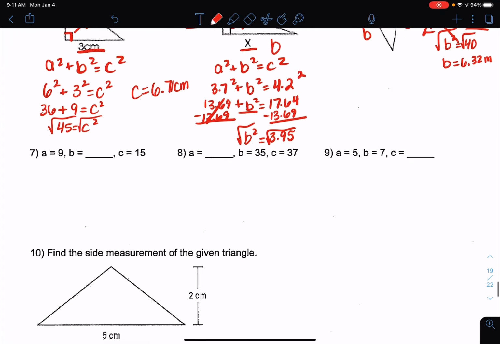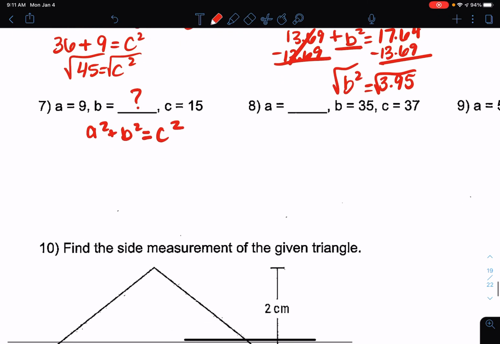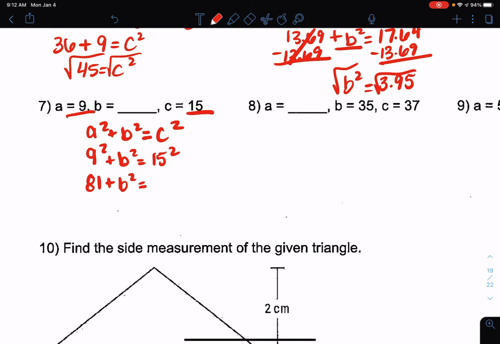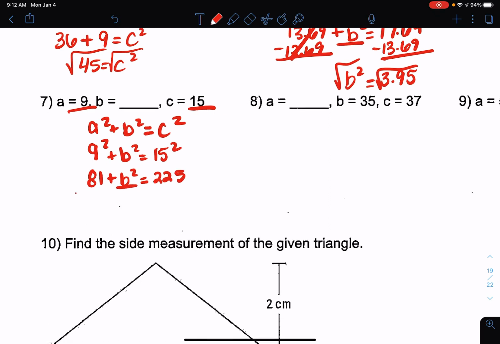Moving on to question 7, 8, 9, doing the same exact thing that we were doing. So using my Pythagorean theorem, a squared plus b squared is equal to c squared. I do not have a measurement for b, so we are not plugging in anything for b. And we're going to go ahead and plug in 9 for a. So that's 9 squared plus b squared is equal to 15 squared. 9 squared is equal to 81 plus b squared is equal to 225.